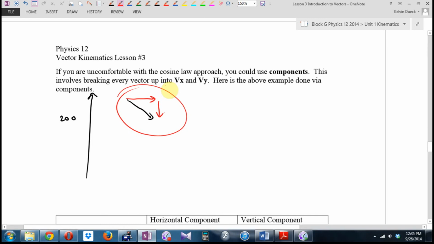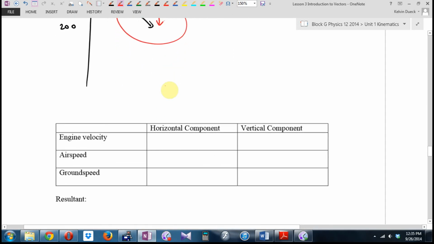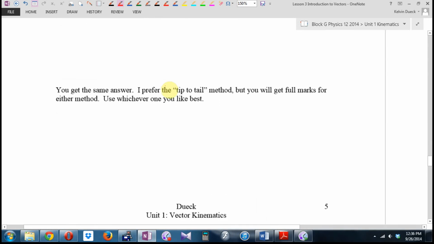Humbly, I suggest cosine law, sine law: tougher, but way faster. I often in the past have worked through the entire component method. Here's what I'm going to say: if you want the component method, and there's nothing wrong with using it, see me after school and I'll show it to you. But I'm going to nudge you as a math nerd to say, look, we taught you the sine law and the cosine law last year, and they are hugely useful in physics. Embrace them. So you get the same answer. I prefer the tip-to-tail method, but you'll get full marks for either.